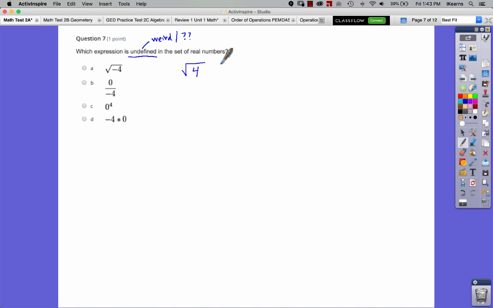Well, there's two ways that we could get that. That would be equal to 2 times 2, which is equal to 4. Or you could have -2 times -2, which is also equal to 4. So the square root of 4 could be equal to 2 or -2. Either way we can get this answer.